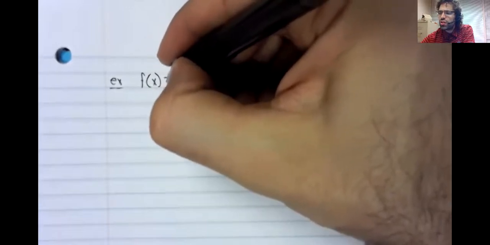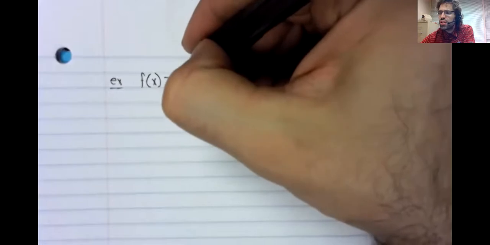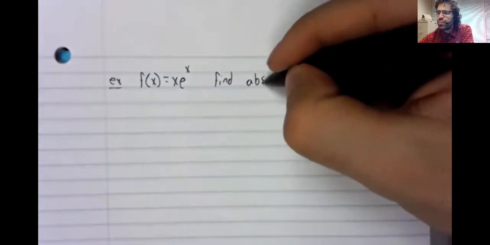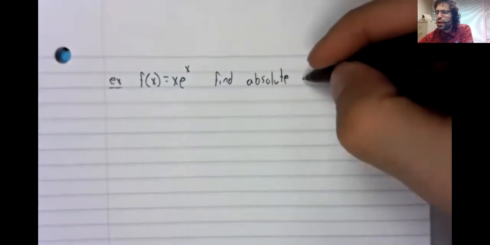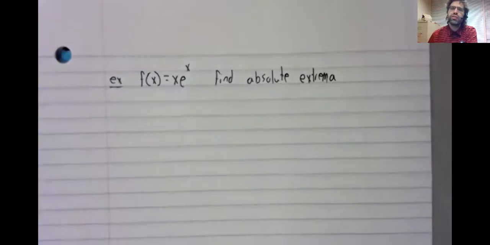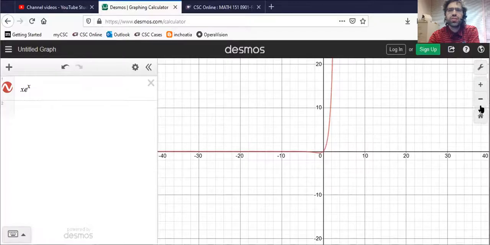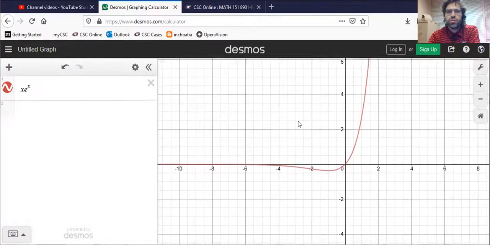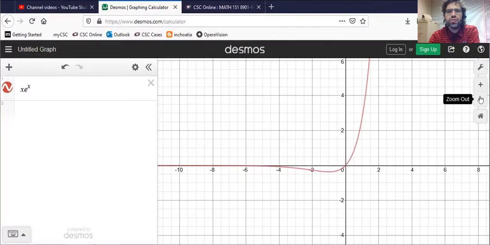So, for example, f of x equals x e to the x. Let's find any and all absolute extrema. Well, maybe we'll start by taking a look at the graph. What does x e to the x look like? Well, on Desmos.com, it looks like this.